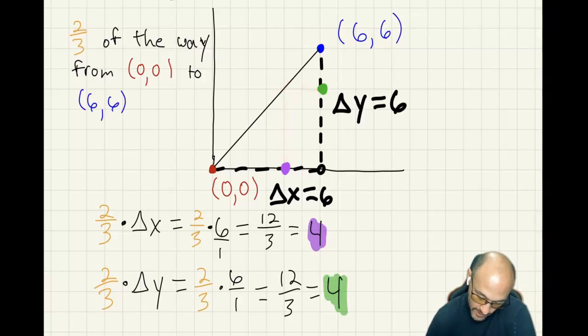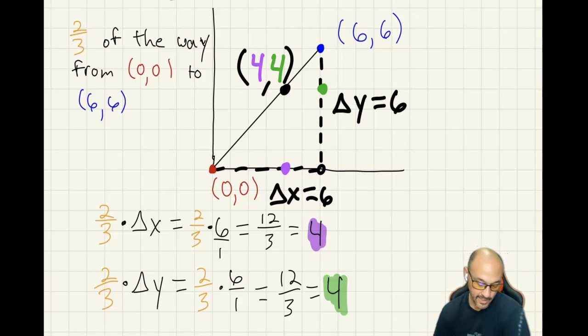So the point that is 2/3 of the way from 0, 0 to 6, 6 is the point, excuse me, that should be purple because the purple one was our x value, 4, and then the green one was our y value, 4. And so that is the answer here in this situation, 4, 4.